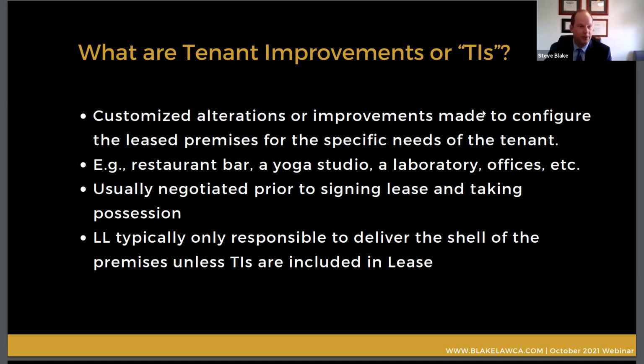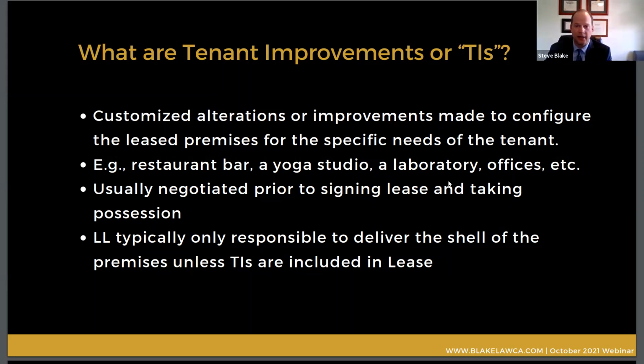For example, you can think of a restaurant where that tenant may need a bar area, it'll need a kitchen, it'll need maybe an office, and something like a yoga studio may need a wood floor or a mirrored wall. And then a laboratory may need something like a workstation or a hazardous waste disposal area.